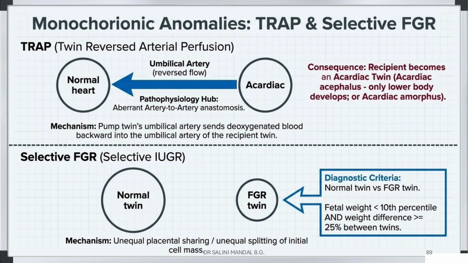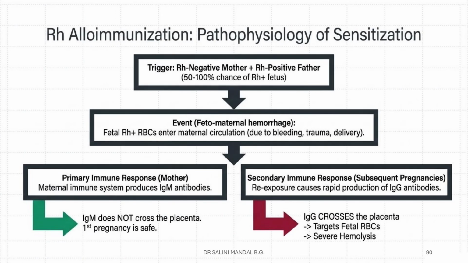And again, selective FGR. Over here, a normal twin and an FGR twin. Over here what exactly happens is the fetal weight will be less than 10th percentile, and the weight difference also will be there between these twins. Unequal placental sharing, unequal splitting of the initial cell mass. That is what happens in the selective IUGR.